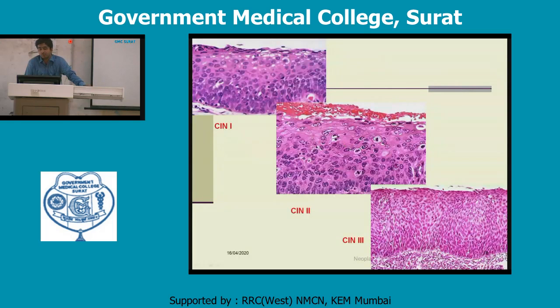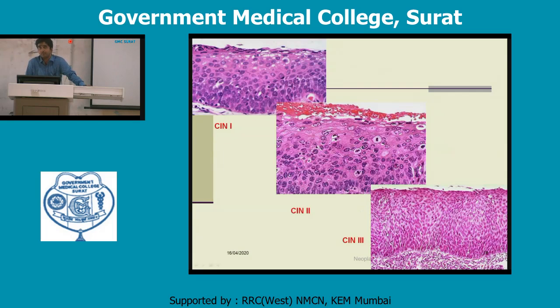Here we can see that it has crossed 50% of the epithelium, but even in this slide, the upper portion remains mature. There are no atypical cells in the uppermost portion. So this is moderate dysplasia. More than 50% of the epithelium becomes dysplastic.